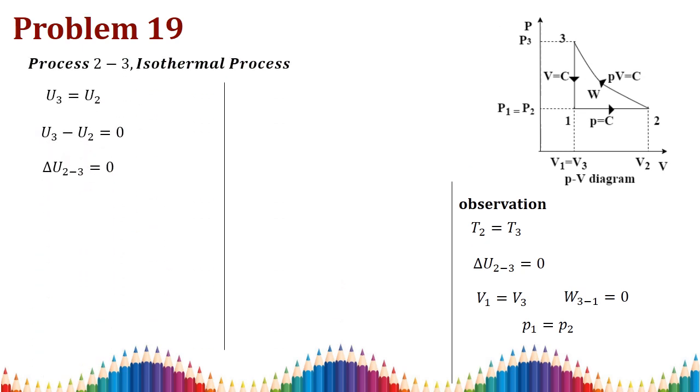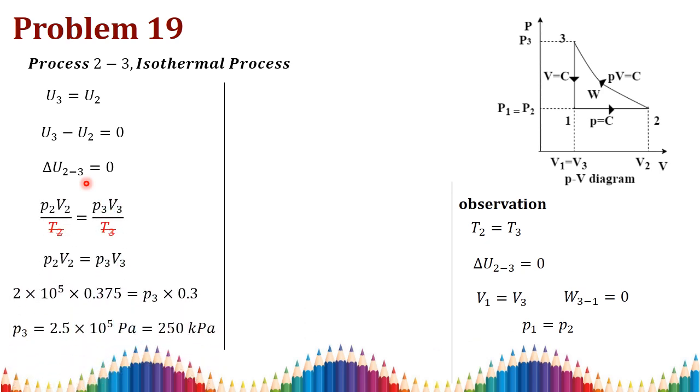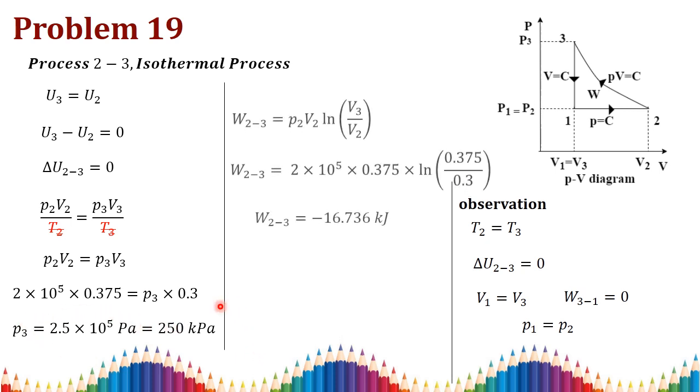Then you move to the process 2 to 3, which is an isothermal process. In this isothermal process, we know that U3 is equal to U2, so we can write U3 minus U2 as 0. That is, delta U of 2 to 3 is 0 here. Then we apply the isothermal PVT relation. We know that P2 V2 by T2 is equal to P3 V3 by T3. Since T2 is equal to T3, P2 V2 is equal to P3 V3. In this you know P2, V2 and V3, so with this you find P3 from this equation.